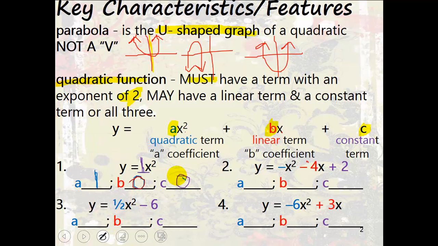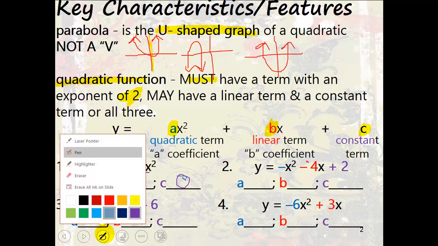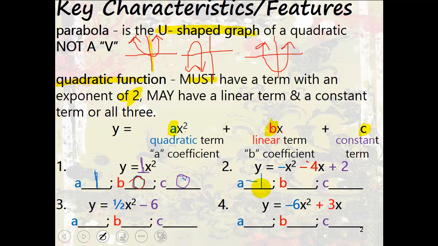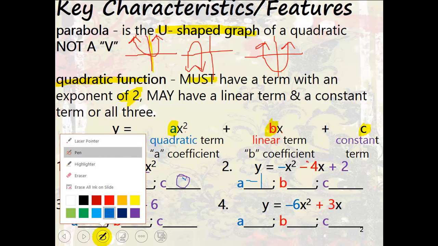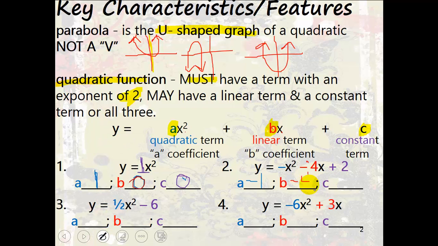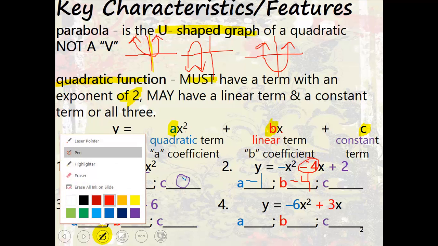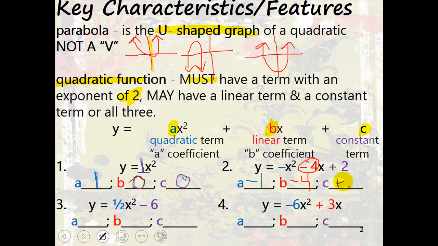Okay, I'm going to do number 2 with you. A is -1. B is -4. C, notice how I picked up that sign. Super important. And C is +2. I want you to hit pause. I want you to figure out A, B, and C for 3 and 4, answer the video questions, and come back.